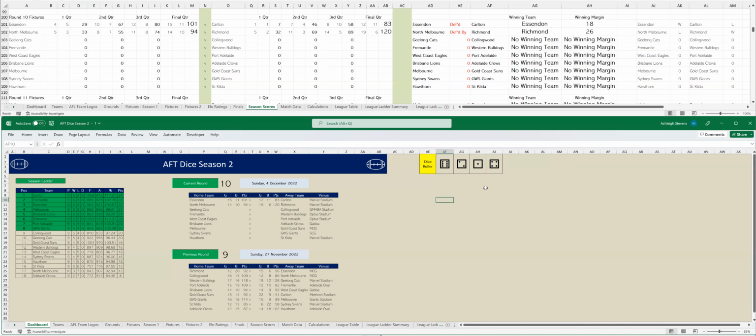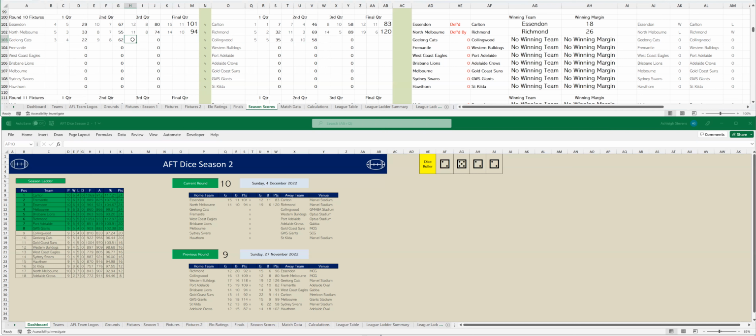Let's go to the first quarter. Geelong have kicked 3 goals 4 to Collingwood 5 goals 5. All right, let's go to the second quarter. Geelong have kicked 6 goals 4. So that's 9 goals 8 to Collingwood 3 goals 5. So that's 8 goals 10. And at half time, Geelong are leading by 4 points.